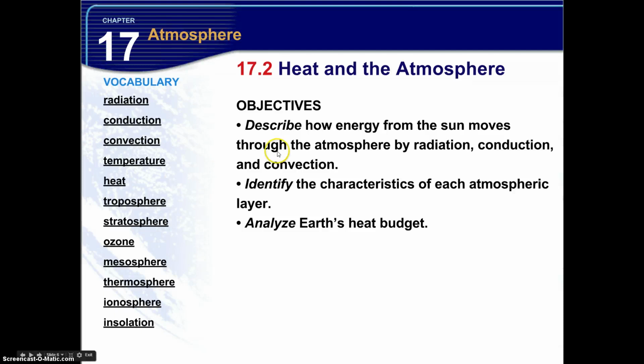The objectives describe how energy from the sun moves through the atmosphere by radiation, conduction, and convection. Identify the characteristics of each atmospheric layer and analyze Earth's heat budget.